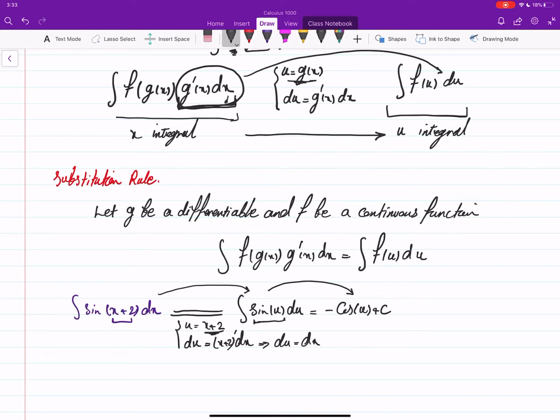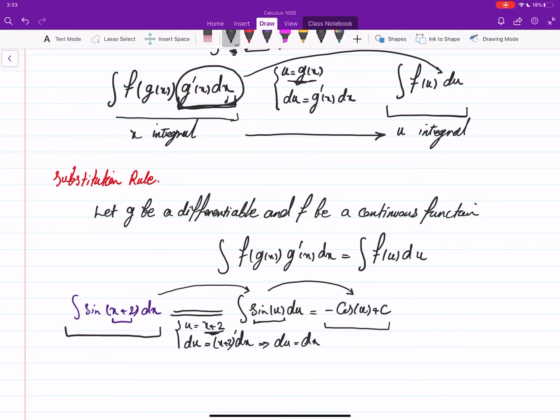Now, someone gives you this integral and leaves the room, and you try to solve it and get to this point. The person comes back and says, what is the answer? You say minus cosine u plus c.